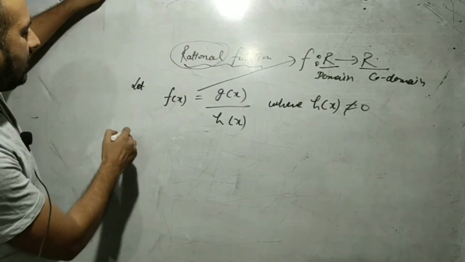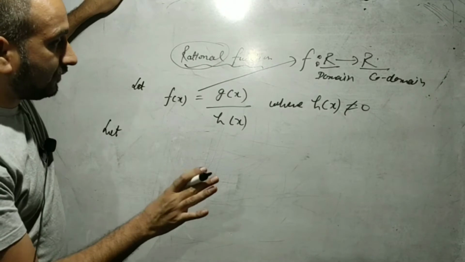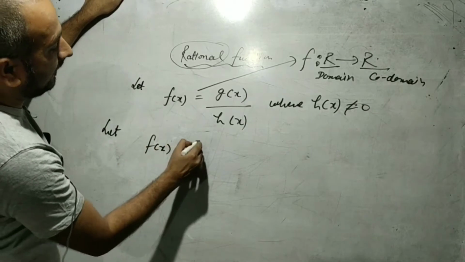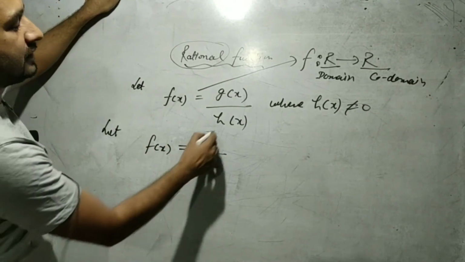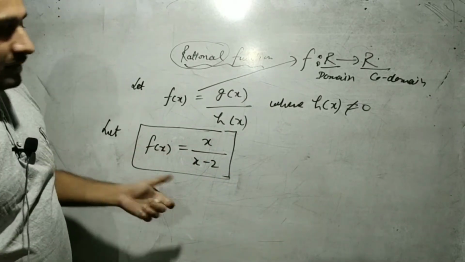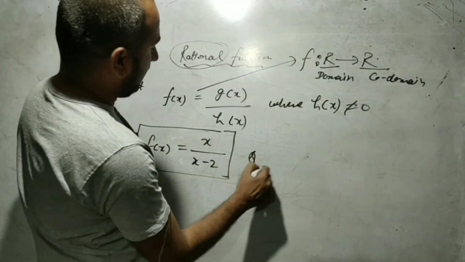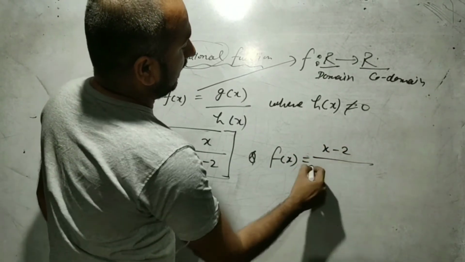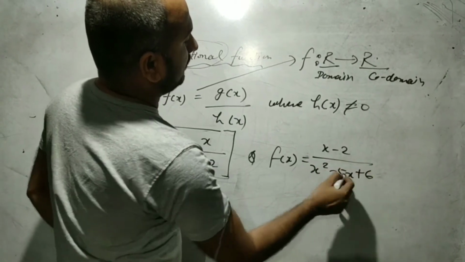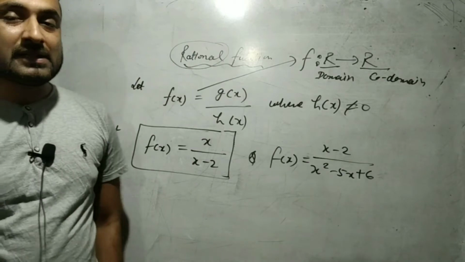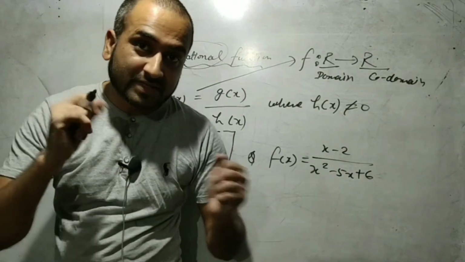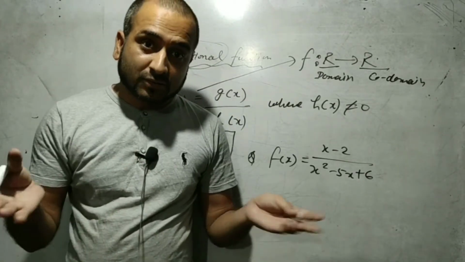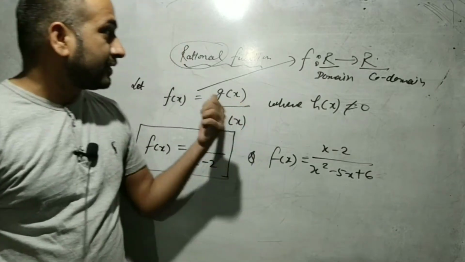So let's see here, actually the function for the rational is not decided. You can take here, let f(x) equal x upon x minus 2. So students, it is also a rational function. Next, suppose I am taking f(x) equal x minus 2 upon x square minus 5x plus 6. It is also a rational function. This means the function is not decided, unlike the modulus function, the integer identity function and the constant function, which are decided.